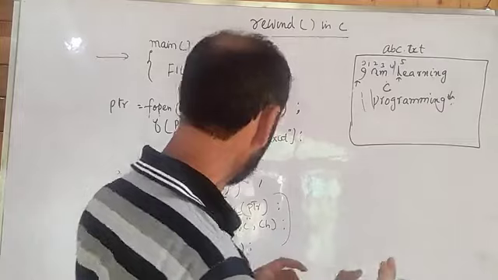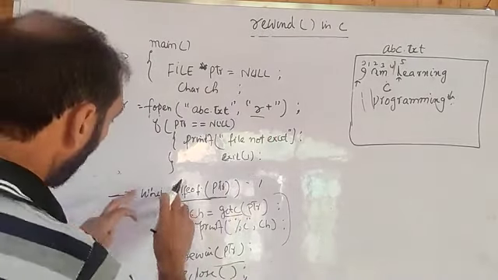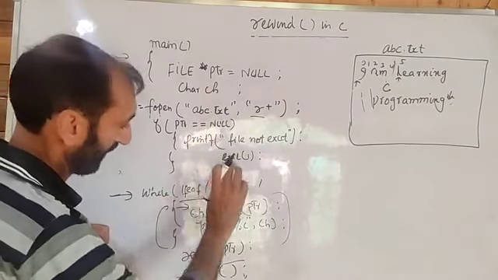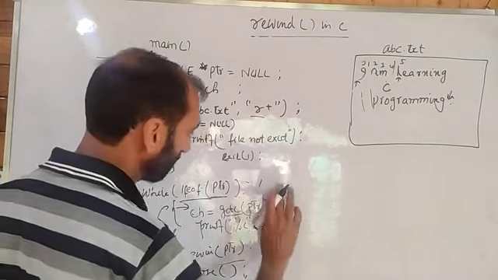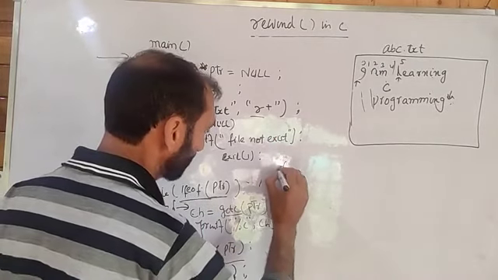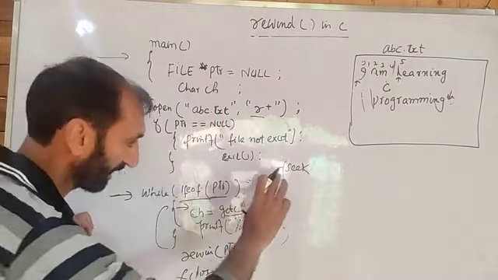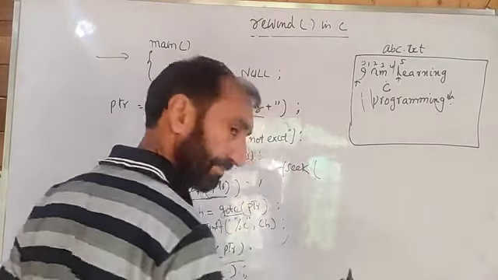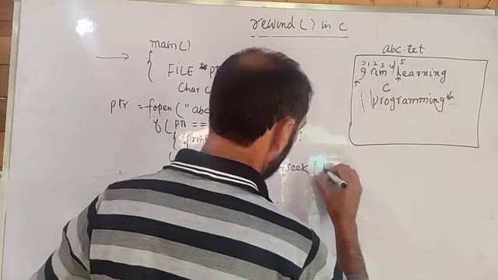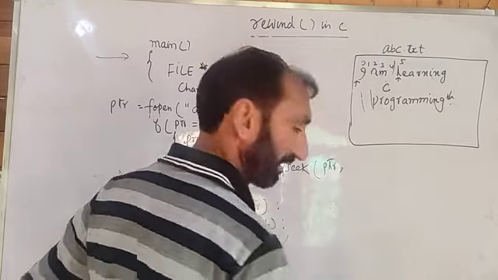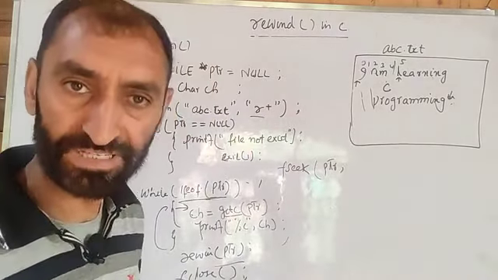At that time, what I have to do is, before this while loop, I can use the fseek function. Before this while loop, I can use fseek, then simply here I have to write the file pointer ptr, then we know we have to write the offset.